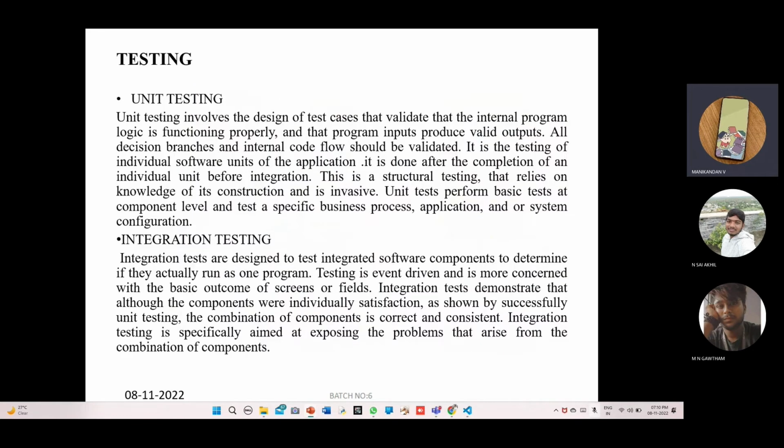Next thing, testing is done in order to evaluate whether the program is running properly and whether it produces valid outputs or not. And we have tested for unit testing, integration testing, system testing, and functional testing. And next slide.